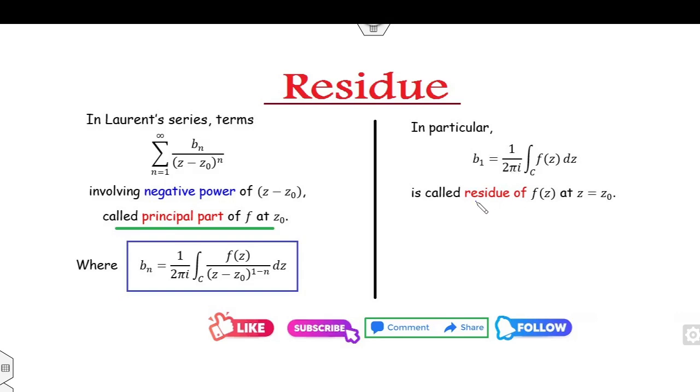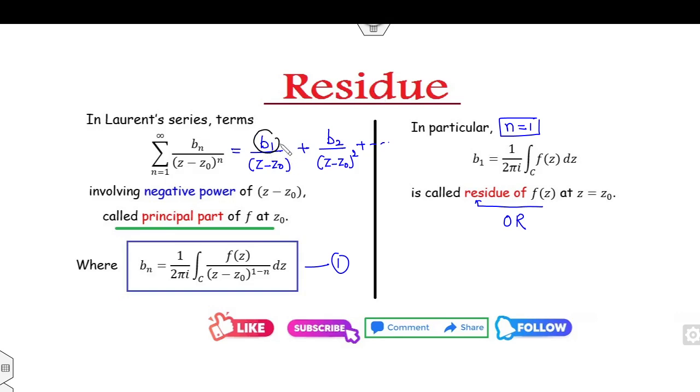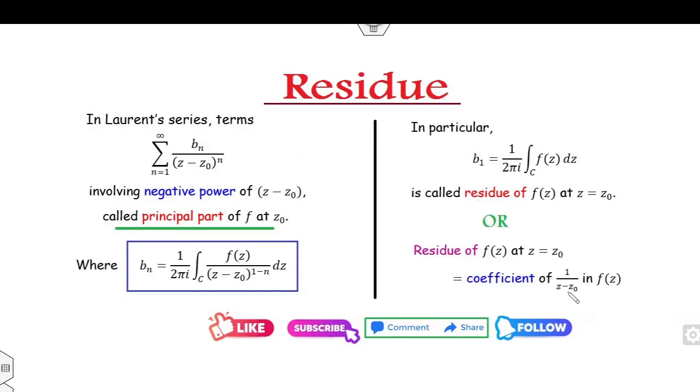As I mentioned, this is how you can define the residue. The first definition is that you can calculate the value of b1 by using equation number 1 and substituting n equal to 1. Or, if I open this bracket, it will be b1 over z minus z naught plus b2 divided by (z minus z naught) squared and so on. So clearly b1 is the coefficient of 1 over z minus z naught in this function f(z). You can use either of the definitions to solve the problem.